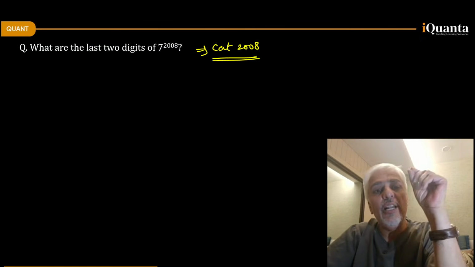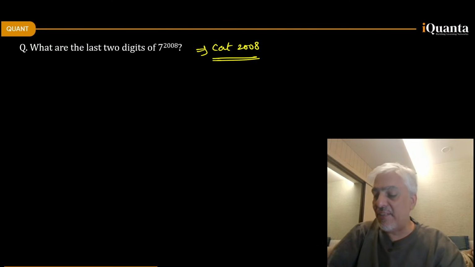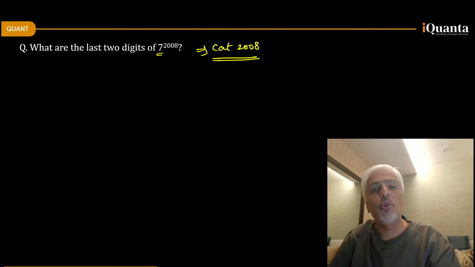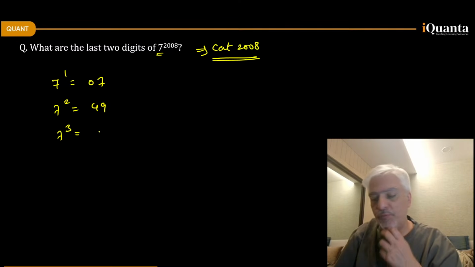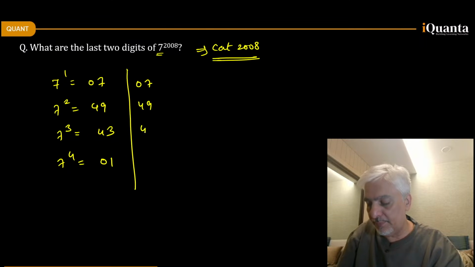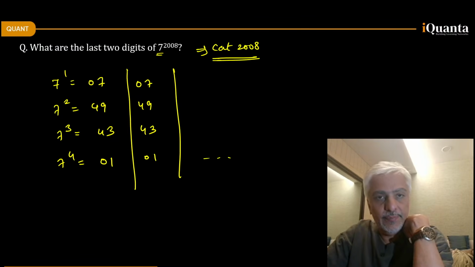Now this peculiar question of CAT, which was asked, is only for 7. And 7 is the only number where even the last 2 digits follow a pattern. 7 raised to 1 is 07. 7 raised to 2 is 49. 7 raised to 3 is 43. And 7 raised to 4 is 01. And then the pattern keeps repeating. As I said, this is the only example where this works.